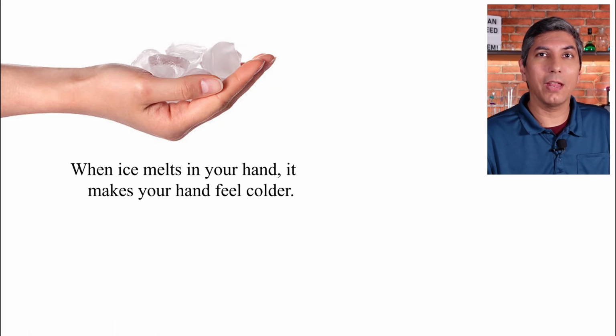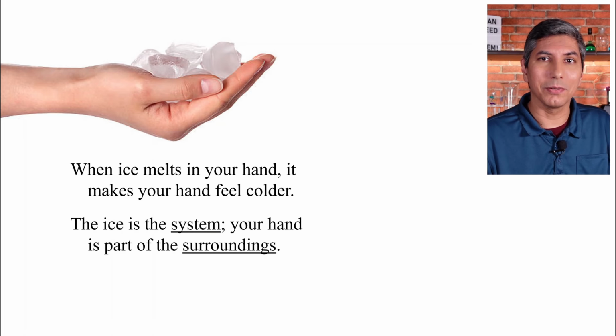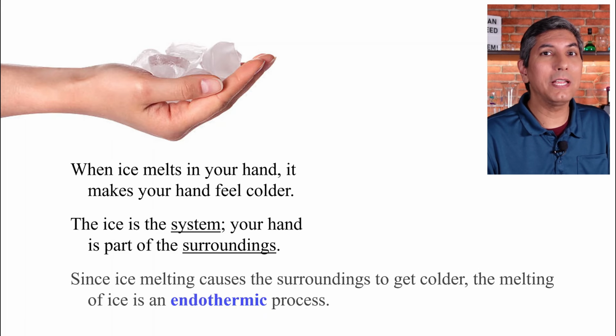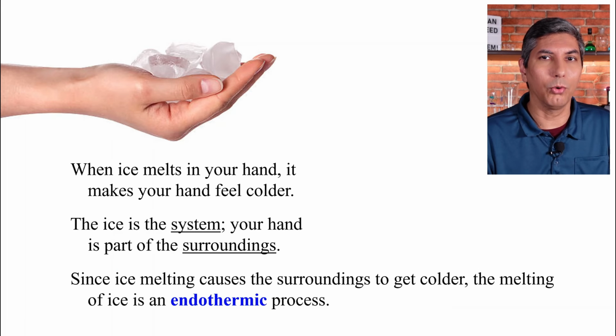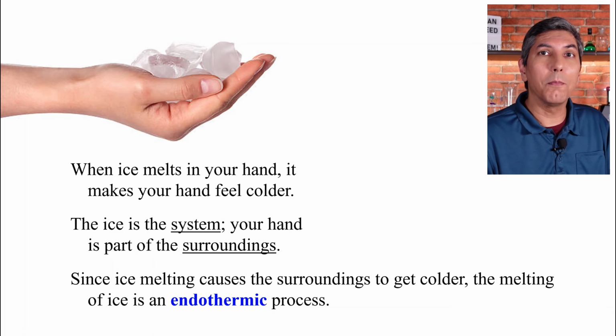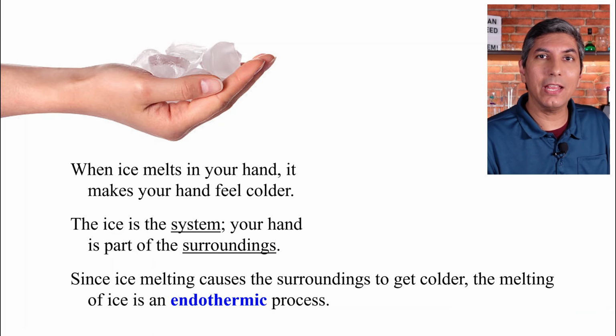For example, you may have held ice in your hand before, and you know that when ice melts, it makes your hand feel colder. Well, the ice is the system. Your hand is part of the surroundings. And since your hand is getting colder, that means the surroundings are getting colder. So we can safely say the melting of ice is an endothermic process.